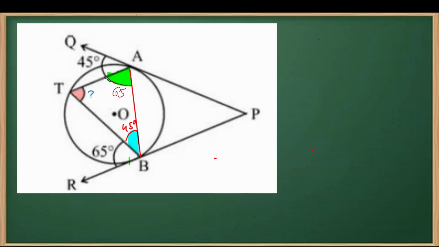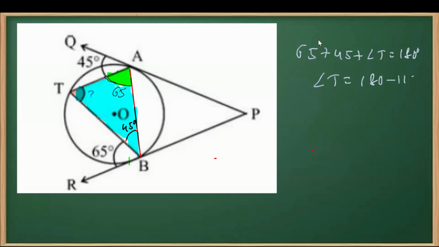Now you can see that we know the values of two angles in this triangle, that is triangle ATB. We know the value of two angles, so we can find the value of the third angle. One is 65, the other is 45. The third, which is angle T, is missing here. Angle T is equal to 180 minus the sum, which is 110. So angle T comes out to be 70 degrees. That's how we will do this question.